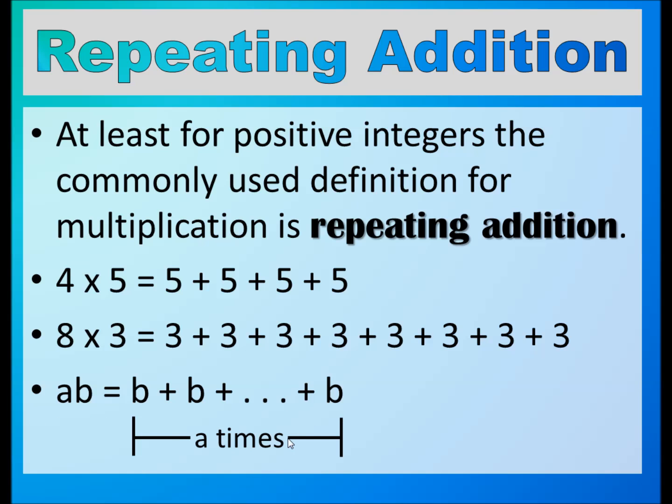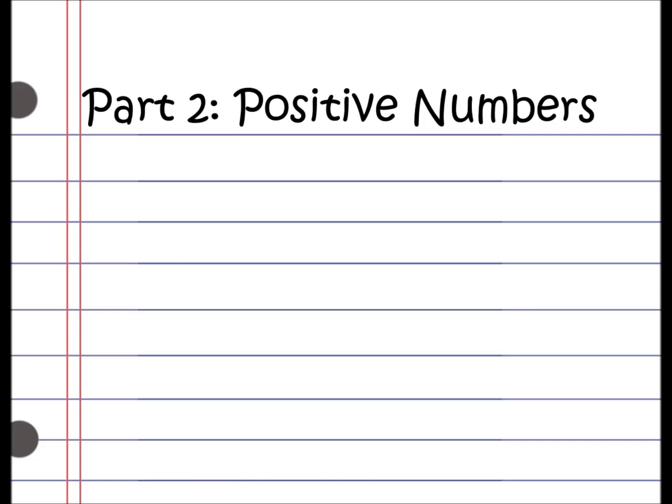In a general sense, using algebra, A times B, so A is one number and B is yet another number, and the form AB is saying A times B, and that is B plus B plus B plus B plus B, A times.